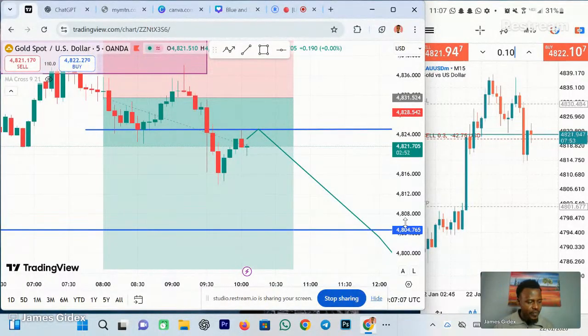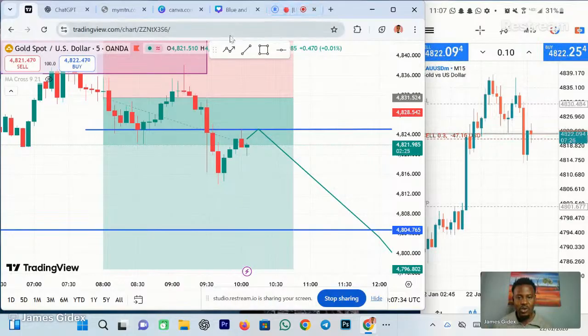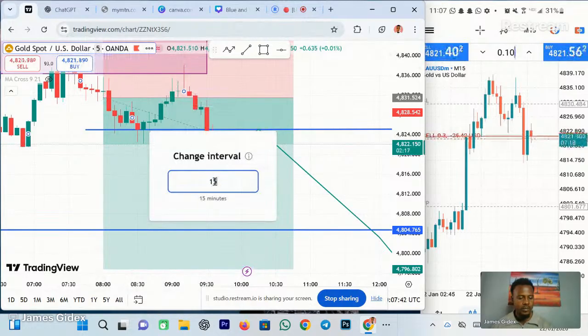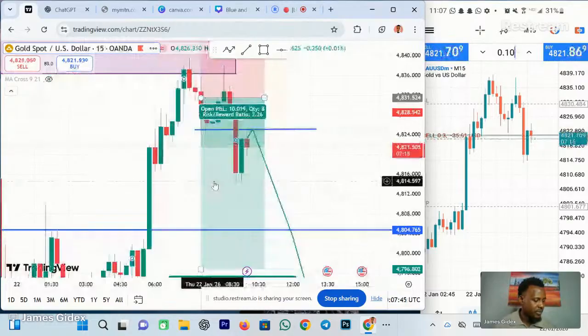Okay, guys, we just placed our first trade. We just need to wait to see what the market will do. If you're not 100% sure of the market movement, don't get into the market. Back to the 15-minute time frame.